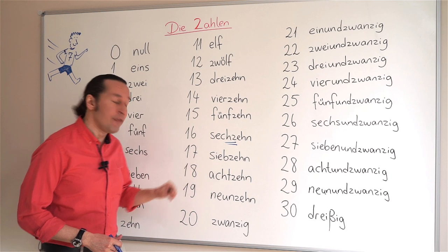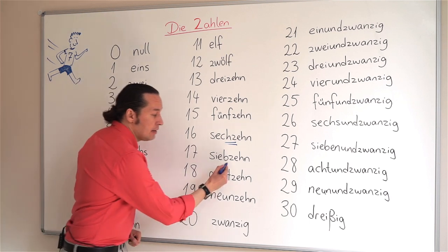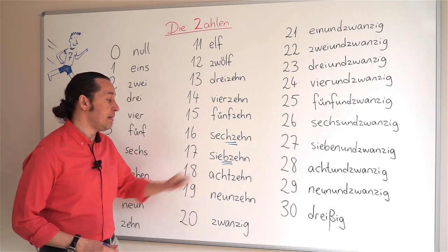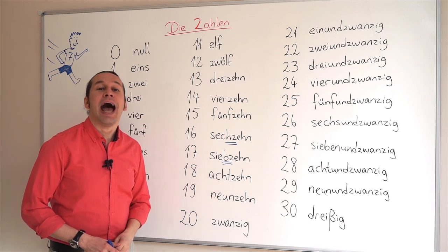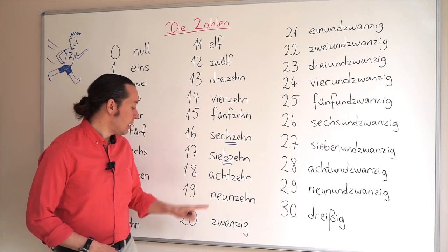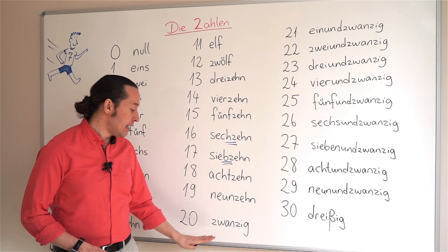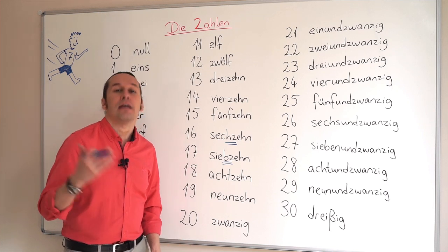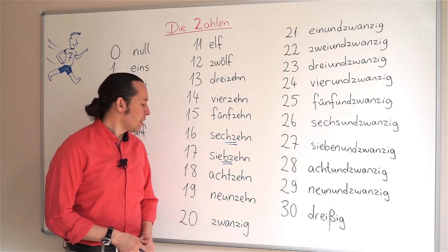But here also, seven is sieben. If I mention the number 17, then I'll drop the en and instead say siebzehn. For 18, achtzehn. If I want to say 19, that would be neunzehn. 20, zwanzig, but also the accent for 20 as zwanzich is correct. So if you say either, that's up to you.